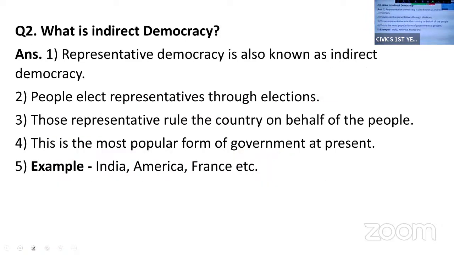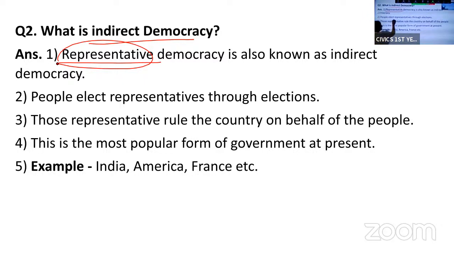Then what is indirect democracy? Yesterday, while explaining democracy, when we started, I told you democracy is of 2 types, direct and indirect. So what is indirect democracy? Indirect democracy is also known as representative democracy. Here, people will elect their representatives, and these representatives will make law or participate in government activities on behalf of the people. So that is called representative democracy. The other name for indirect democracy is representative democracy.